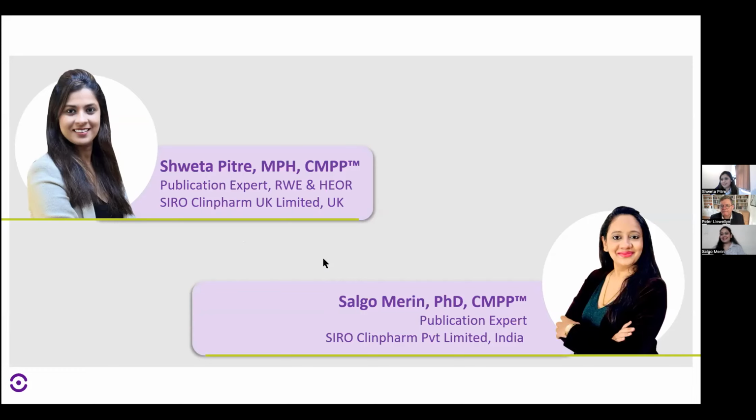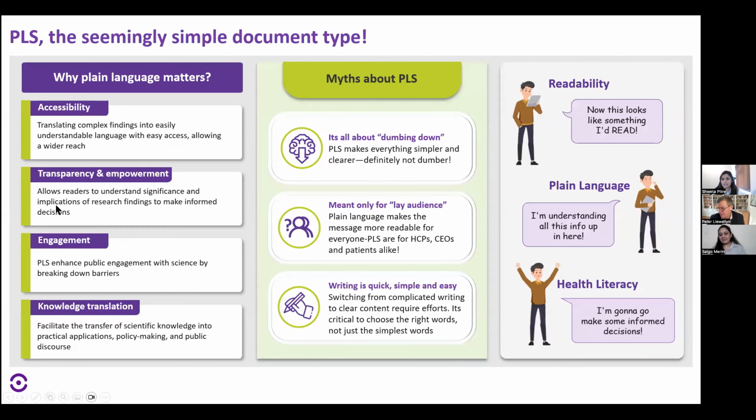Thank you so much, Salgo. Let's start off with what are plain language summaries. Like I said, the seemingly simple document type. By definition, plain language summaries are clear, concise, and reader-friendly versions of complex scientific content. They provide a summary of an article which is non-technical, jargon-free language that is understandable to a non-specialist audience.